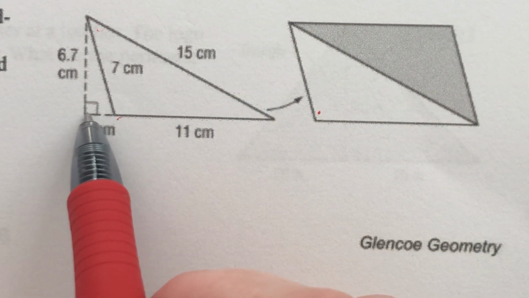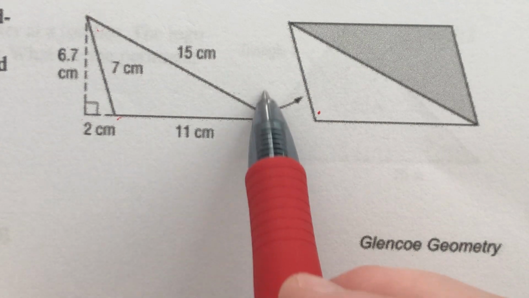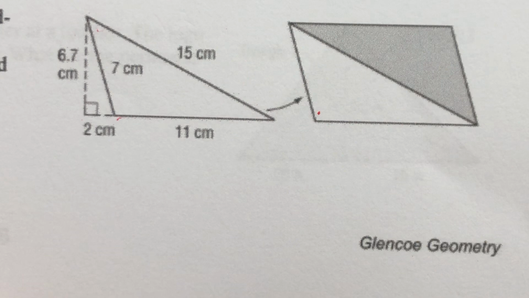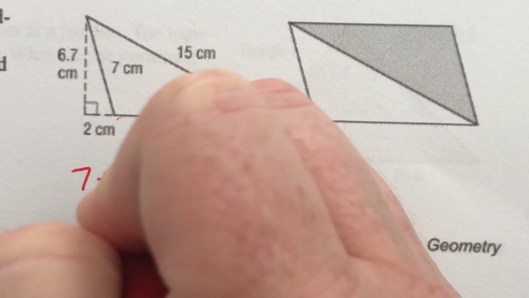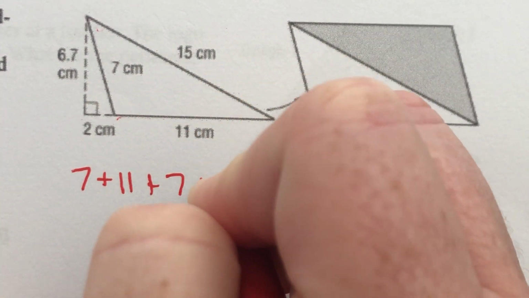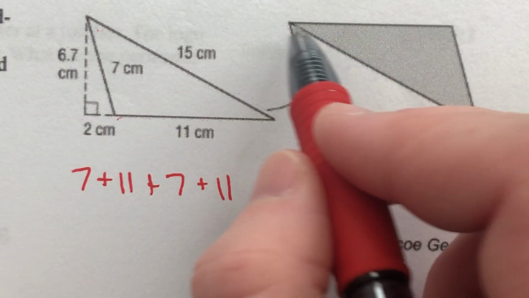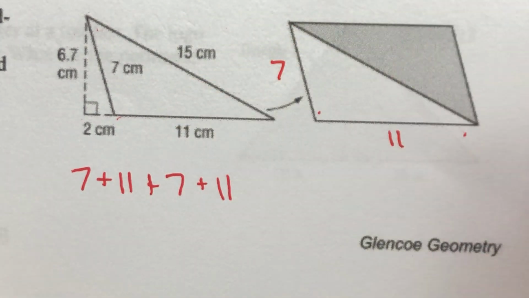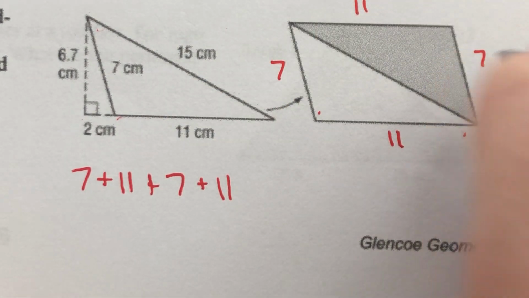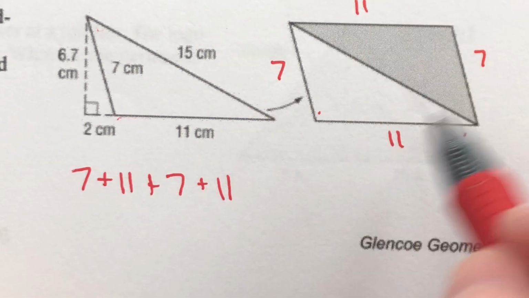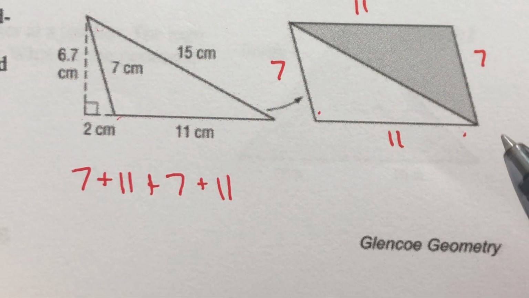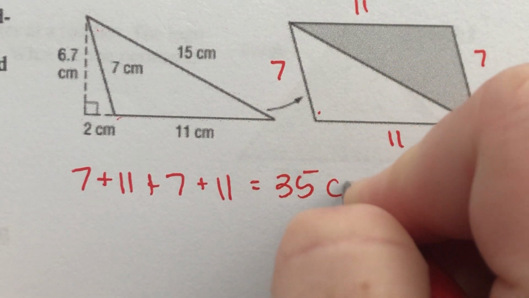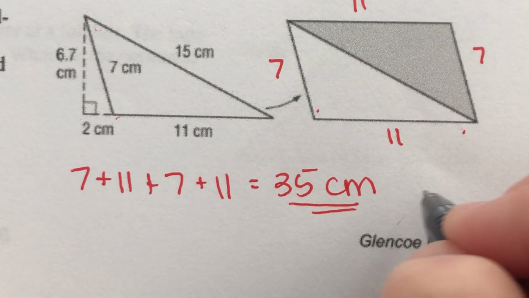So this entire base, why is it telling me this is 2? I don't know. The base is 11, so we can figure out the perimeter real quick. So 7 plus 11 plus 7 plus 11. We don't care about the one triangle. We care about this whole parallelogram, right? So this is 11, this is 7, this is 11, this is 7. All right, so far so good. We add it together. 22 plus 14 is 36. And that's in centimeters, so that's our perimeter.